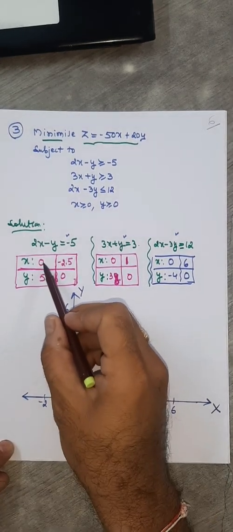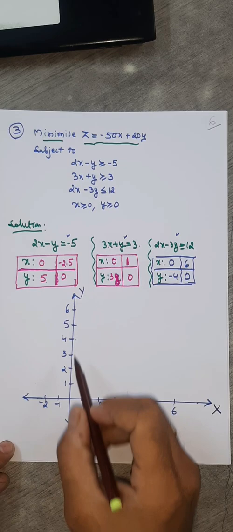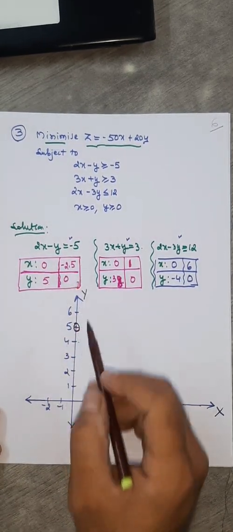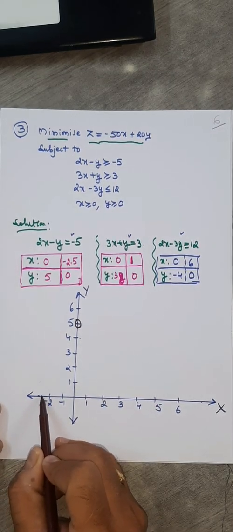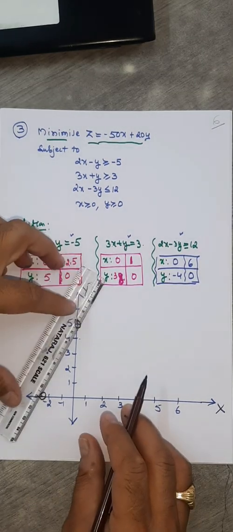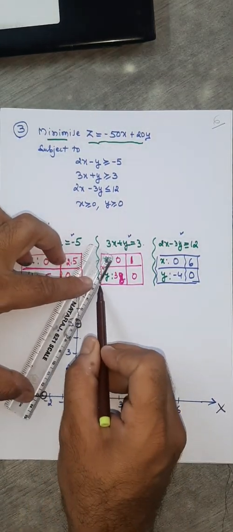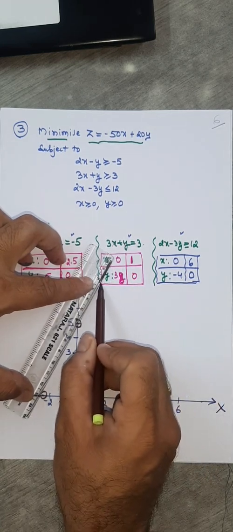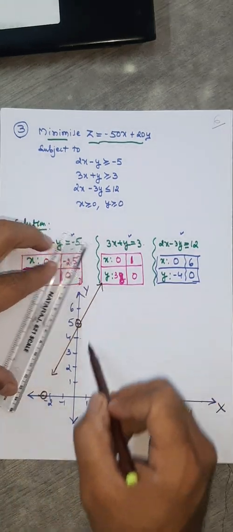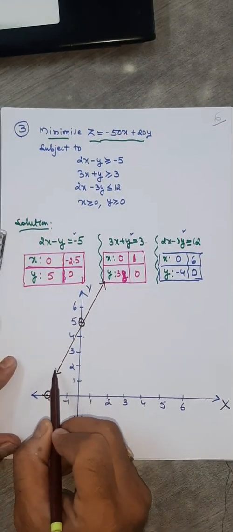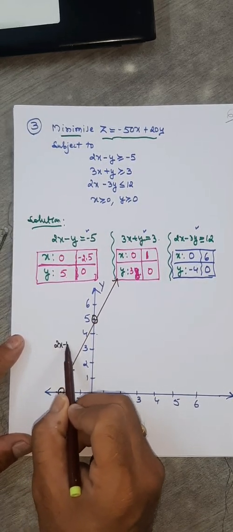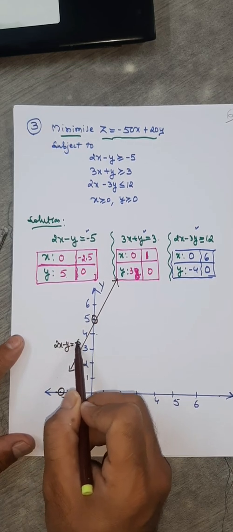So first x is 0, y is 5, so 0, 5 here, then minus 2.5 on the x-axis, so 0, minus 2.5, somewhere here. So this is the first line, and we will have a line like this. We are interested in the first quadrant, so like this. The rest is not important, but the line would be like this. It passes through this. Which line is this? Here it would be 2x minus y equals minus 5.